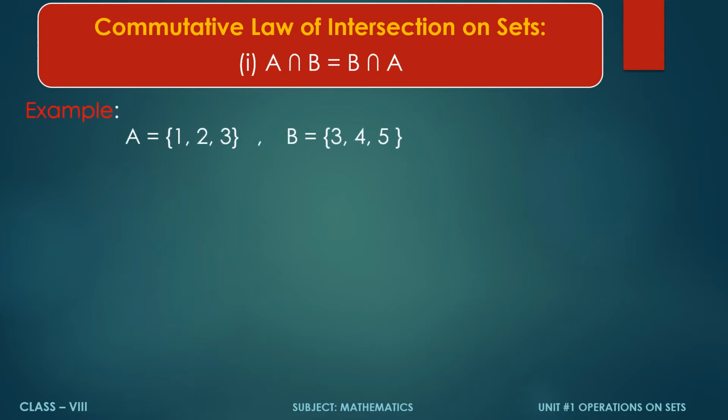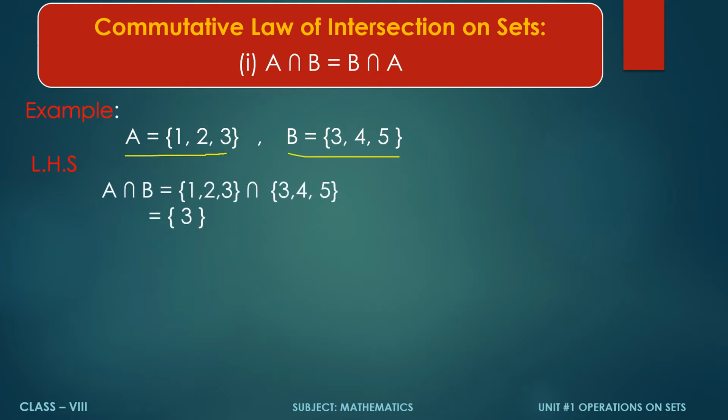Next, the commutative law of intersection on sets. For this, again consider an example with sets A and B. First we take its left hand side, A intersection B. It means that first we write the elements of A, that are 1, 2 and 3, then the sign of intersection, then the set B, 3, 4 and 5. We take their common elements. You can observe very easily that both sets have only one element in common, that is 3. So this is our resultant set of A intersection B.